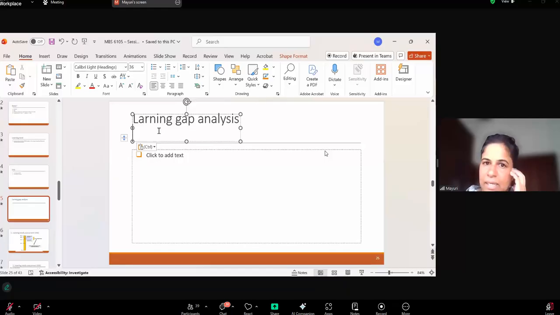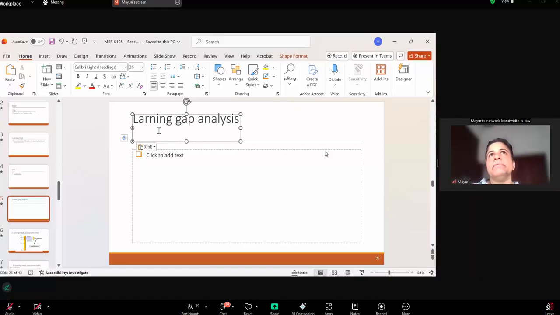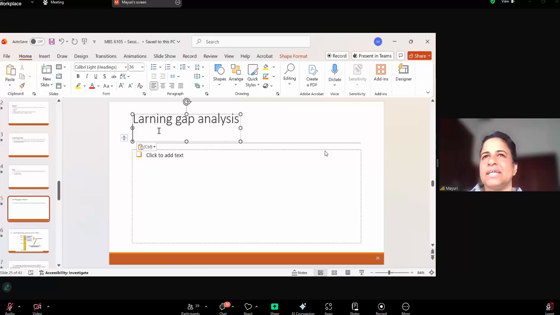Remember, learning gap analysis is always a visual. We don't want to explain it. We don't want to describe it. We just figurize, we just visualize, and we show the size of the gap, right?